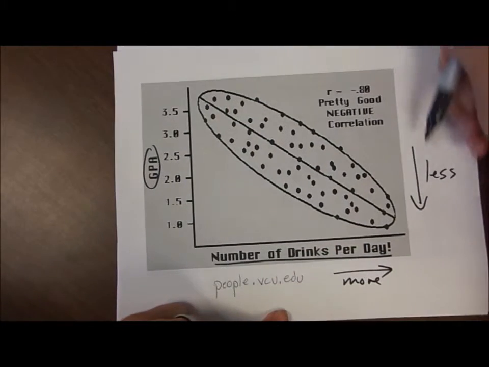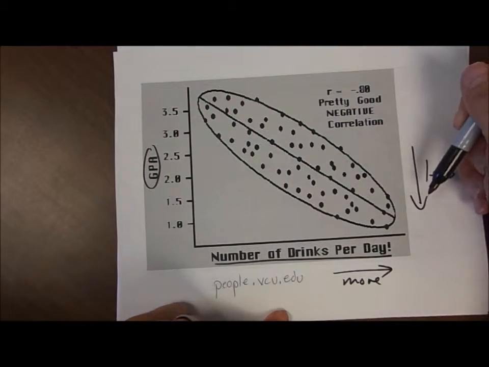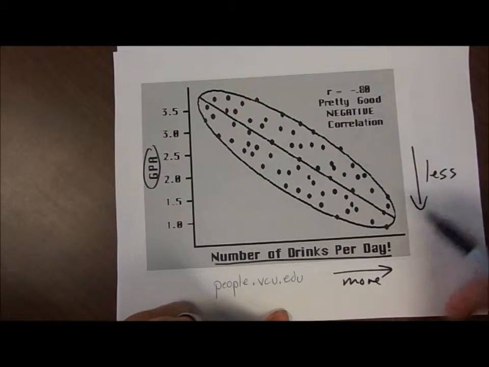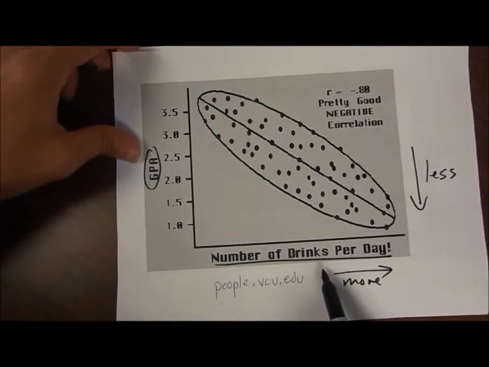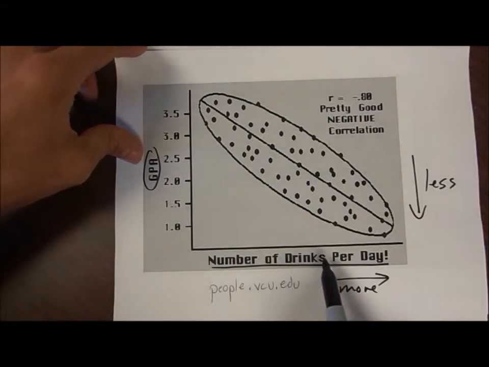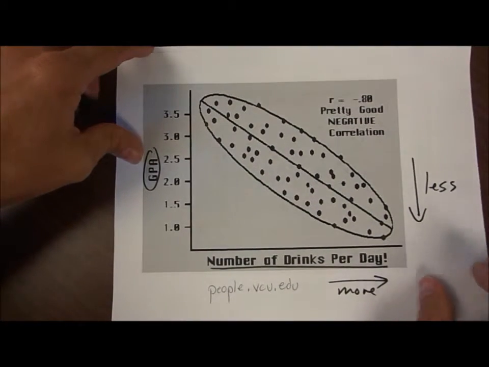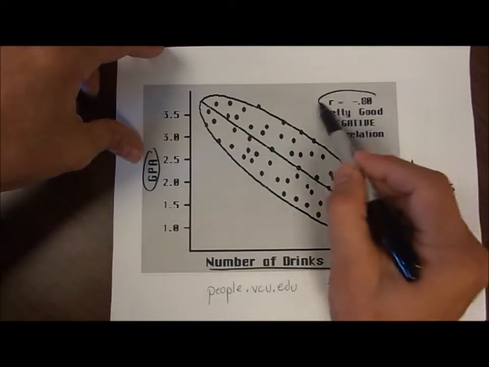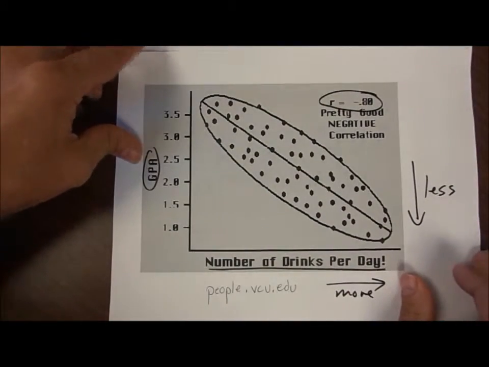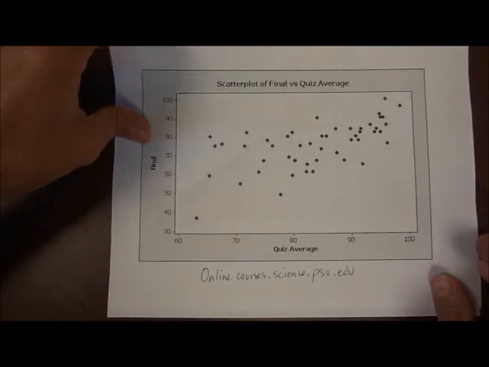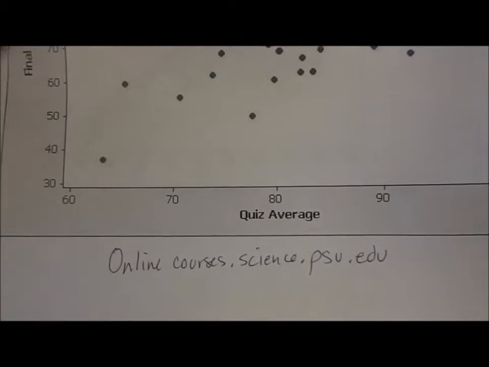A negative correlation means more of one thing means less of another thing. More of this means less of that, so that's negative. Okay? More of this, less of that. And you'll notice if you drink more, this is alcohol by the way, your GPA will be lower. And look at that. Pretty good negative correlation, negative 0.8, very strongly correlated. Next example. This came from online courses.